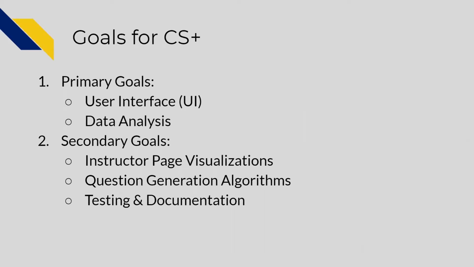So then our goals for CS Plus are mainly to just fix those disadvantages. Primary goals were the user interface, just making it non-bare bones, making it more user-friendly, more responsive, and just looking a lot better. Then also to analyze the data from the past 2 semesters to see how people are using the app and then how we can design the app so it can adjust based on those analyses.